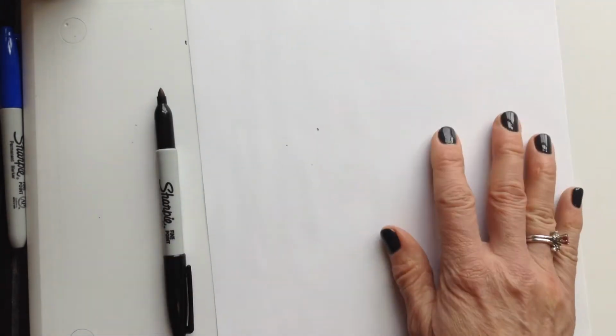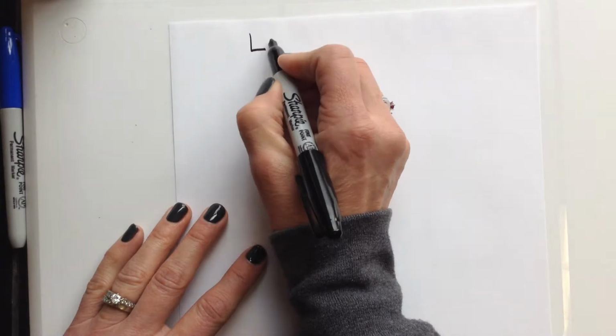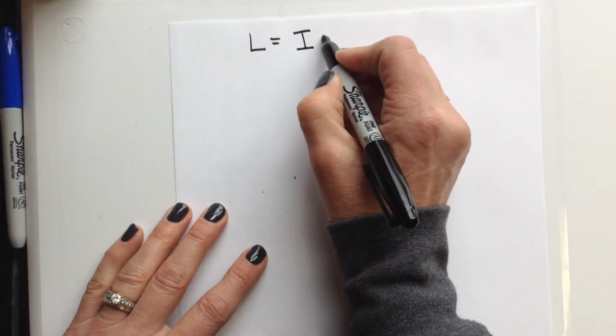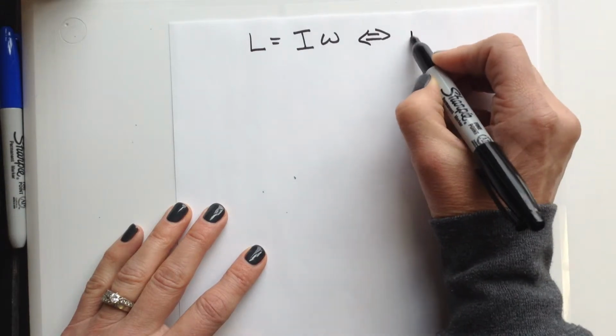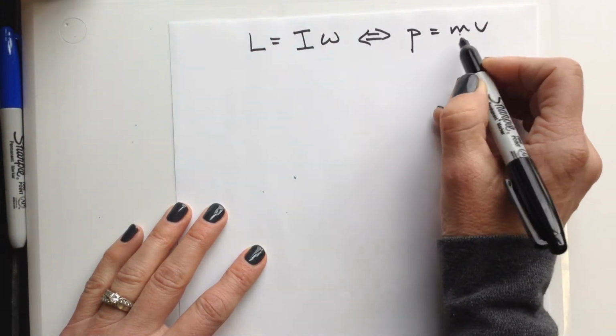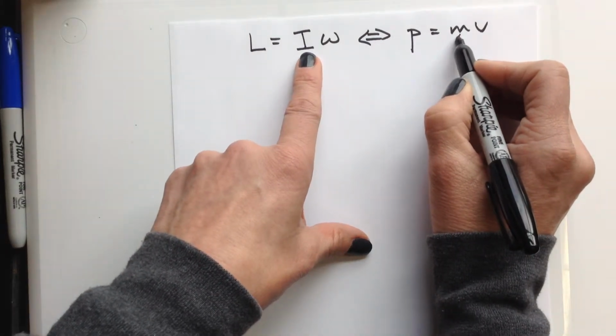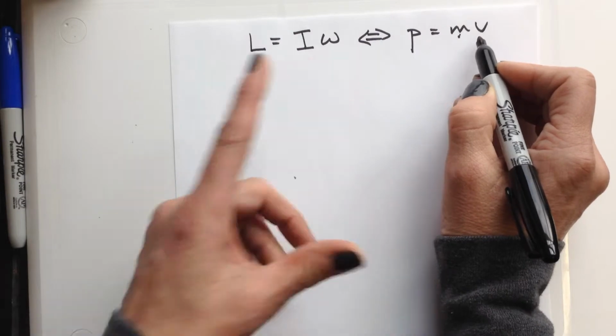So there's one more way that we can calculate the angular momentum of a system, and that's if we look at its rotational inertia times its angular velocity. This is a complete analog to looking at linear momentum as mass times velocity. Mass and inertia are analogs of each other, and v and omega are also analogs to each other.